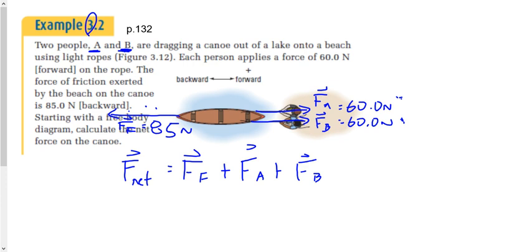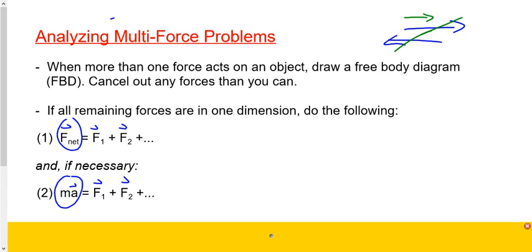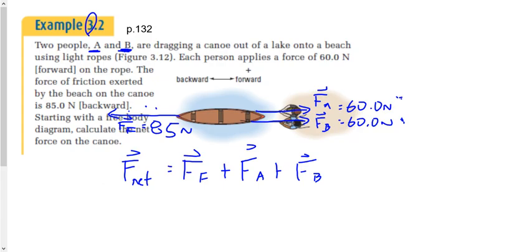All right, what's next? Now, we said if necessary, say M times A. That's not necessary here. Since we're looking for the net force, let's just leave it as F net is equal to FF plus FA plus FB. Now let's do that here. FF is 85 newtons, right? FA is 60 newtons. And FB is 60 newtons. Agree?